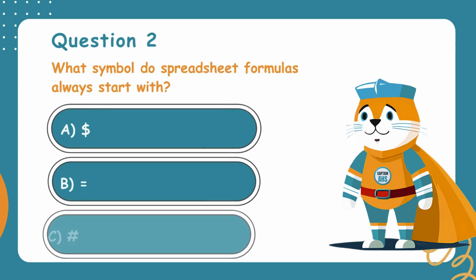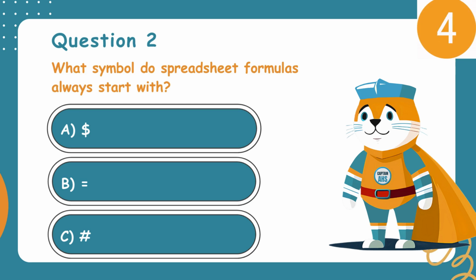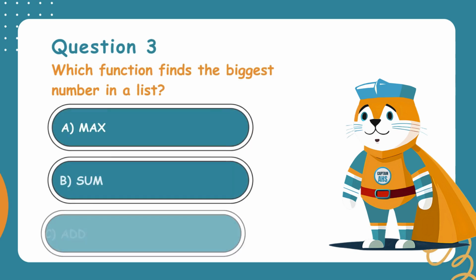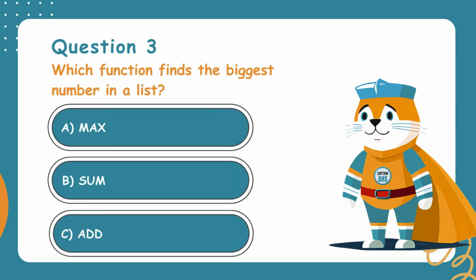What symbol do spreadsheet formulas always start with? Option A, dollar. Option B, equals. Option C, hashtag. Option B, equals.